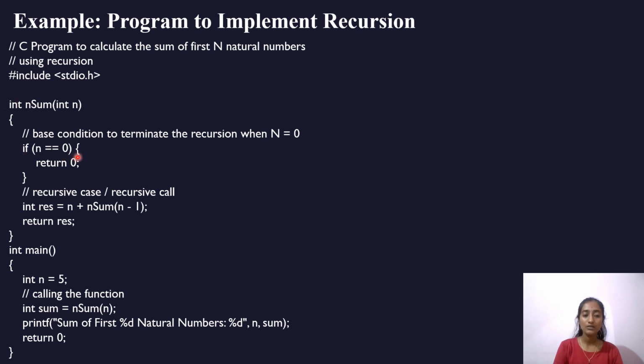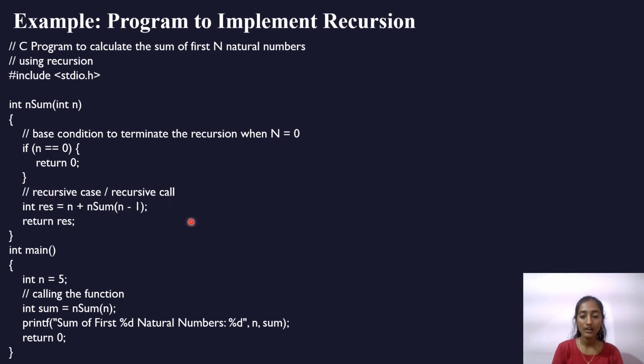If n is equal to 0, return 0. Means this is the base condition, where here we are finding the sum of the first n natural numbers. If we assign the n value as 0, it is equal to 0, return 0. Means if you add anything to 0, zero natural numbers are not defined.